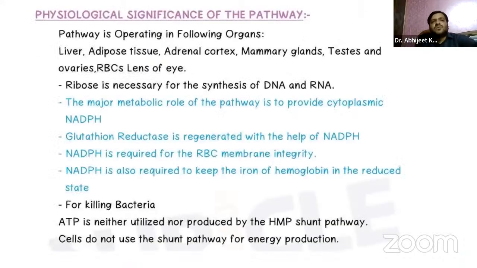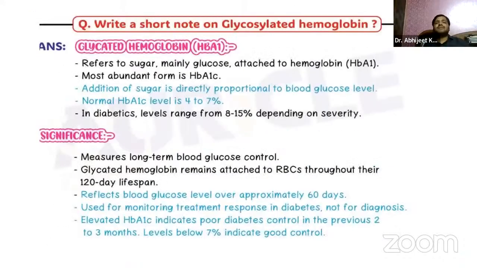Okay, before the pentose phosphate pathway, let us discuss a short note on glycosylated hemoglobin, guys. When I say glycosylated hemoglobin, you already know the Hb, the protein part, the heme plus globin, right? Glycosylated refers to sugar, mainly glucose, attached to hemoglobin, HbA1. The most abundant form is HbA1c, right? The addition of sugar is directly proportional to the blood glucose level.